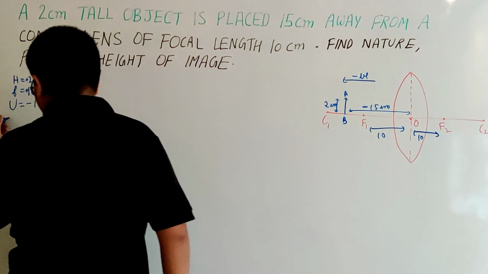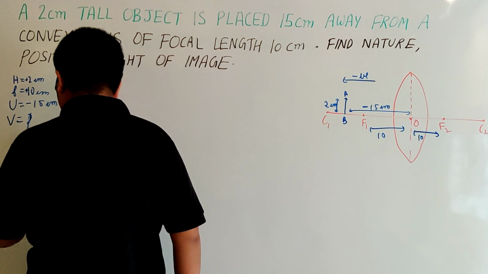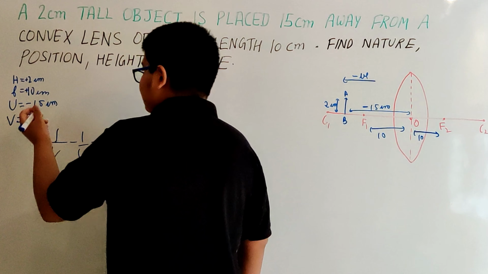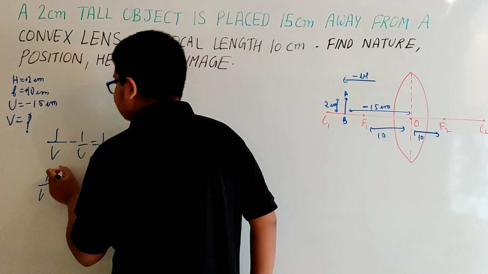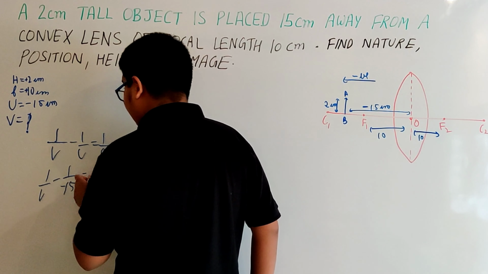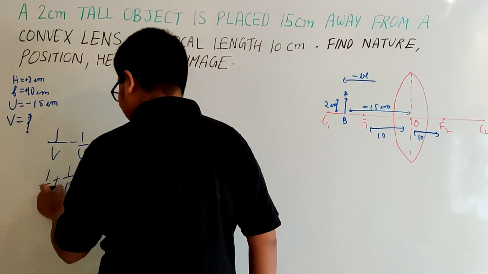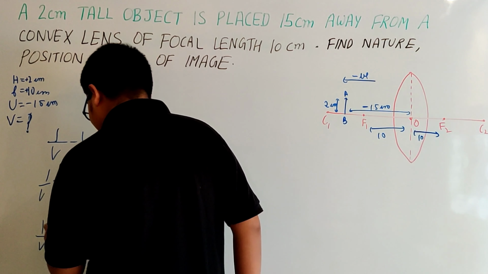First we have to find the position of image. We have to find v. We have to find the image distance. Now for finding image distance, we will apply lens formula. 1 upon v minus 1 upon u is equal to 1 upon f. We will replace values. We will get that 1 upon v minus 1 upon minus 15 is equal to 1 upon 10. Now this minus sign will get cut, plus sign will be there. So 1 upon v plus 1 upon 15 is equal to 1 upon 10.